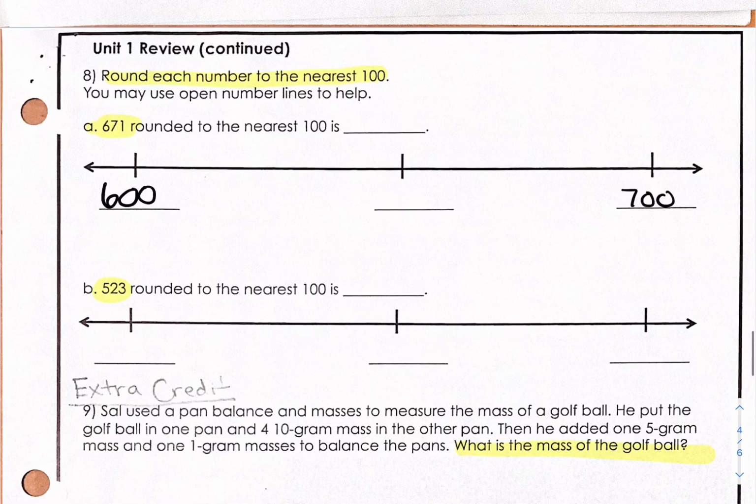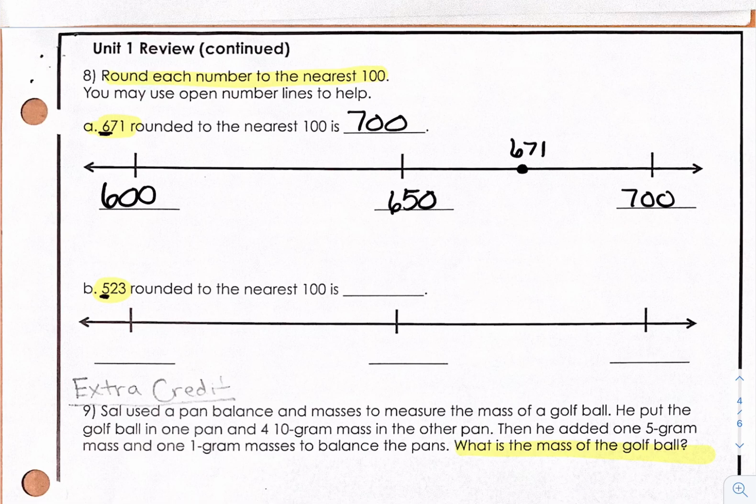Let's move on to number 8. Round each number to the nearest 100. So again, I gave you the guide. You look at the lower 100 to start, and then you go 1 higher to 700. Well, what's halfway to 100? 50. So my number here is 650. Now, is 671 higher or lower than 650? It's higher, so I'm going to put it around here and mark it. Now, is it closer to 600 or 700? It's closer to 700.